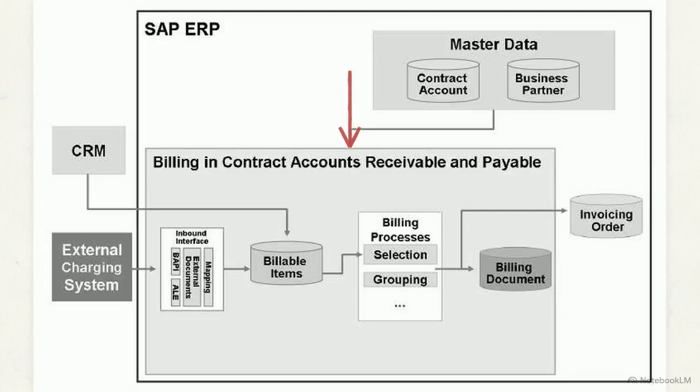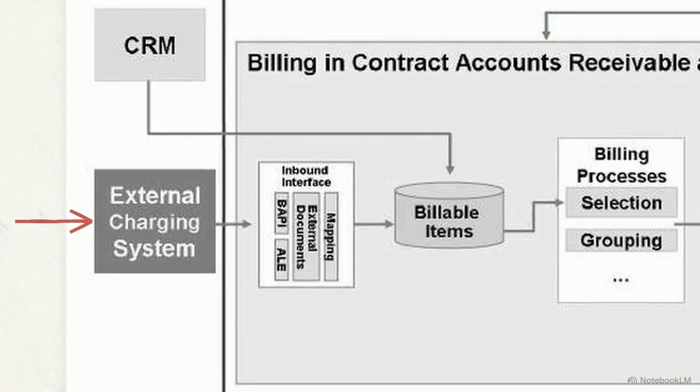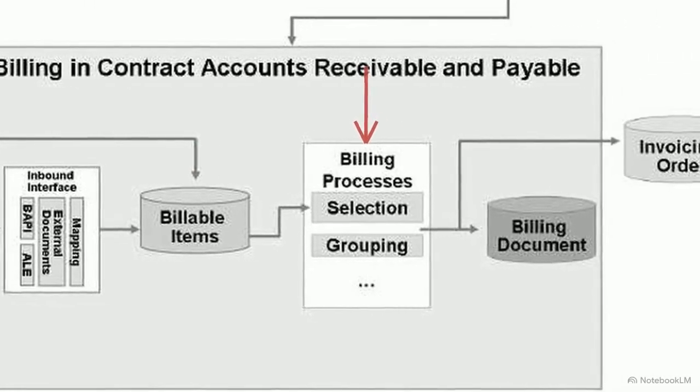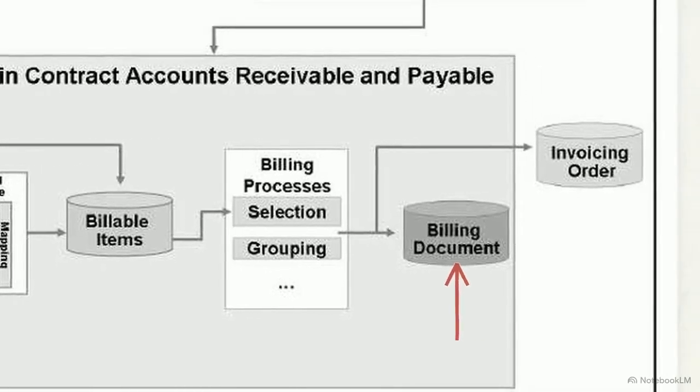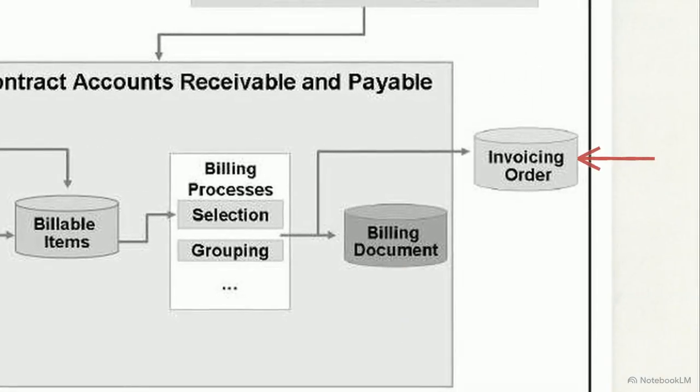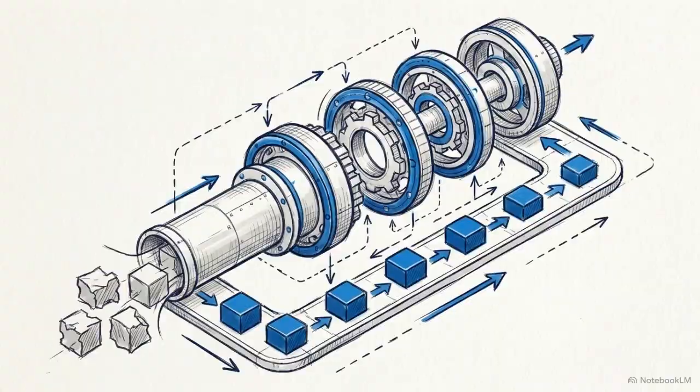This schematic details the internal mechanics of the module: billing in contract accounts receivable and payable. The primary ingestion pathway brings data from the external charging system through the inbound interface and into the Billable Items database. From there, the data enters the billing processes block, the engine that executes the selection and grouping rules. Finally, the engine routes output to the billing document database while simultaneously generating an entry in the invoicing order queue. Our objective is to map the specific state transition pipeline that moves data sequentially through this architecture.